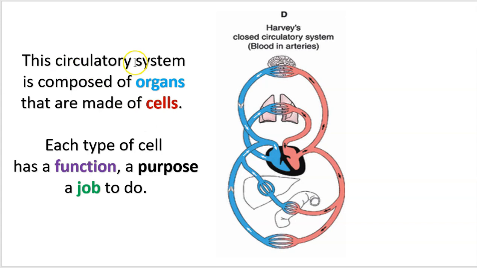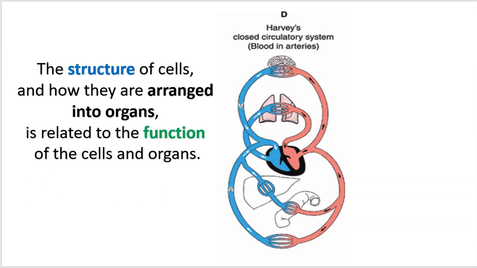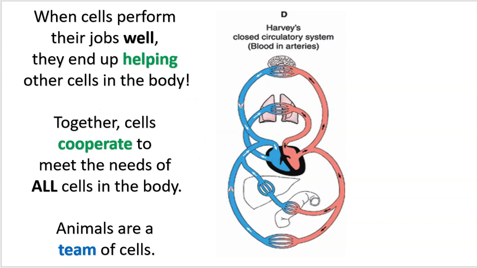Now, the circulatory system, as we've seen under the microscope, is composed of organs that are made of cells. Each type of cell has a function, a purpose, a job to do. The structure of cells and how they are arranged into organs is related to the function of the cells and organs.